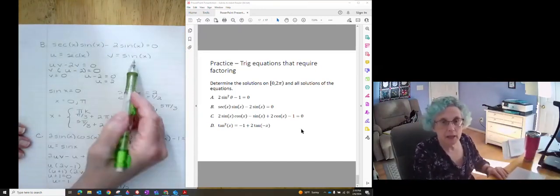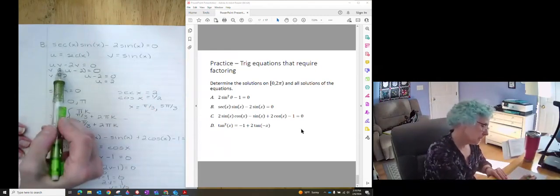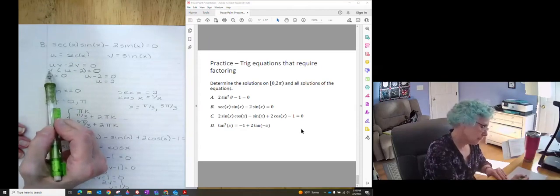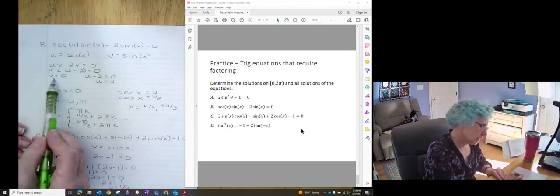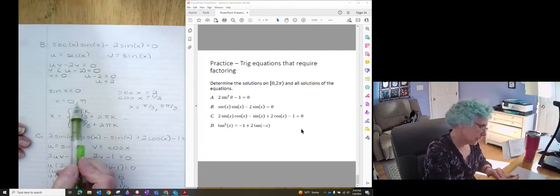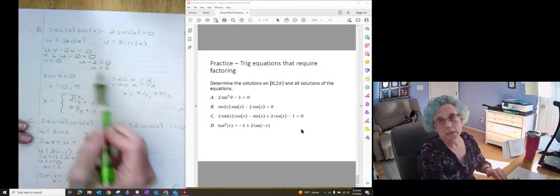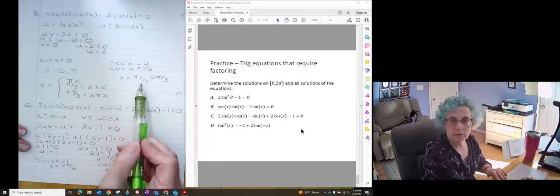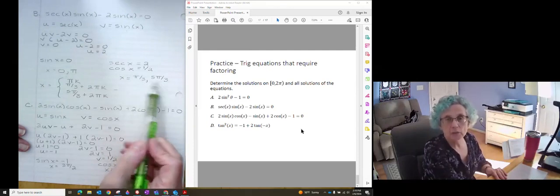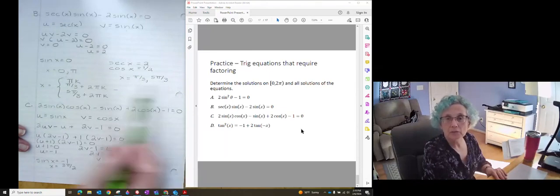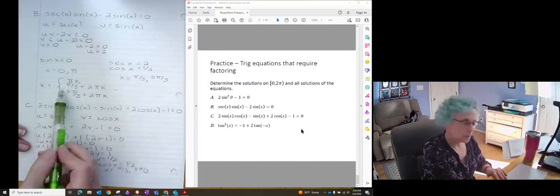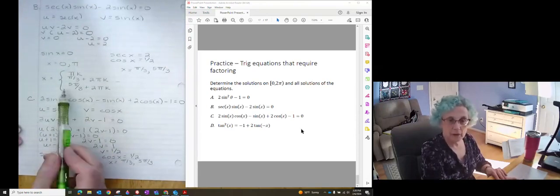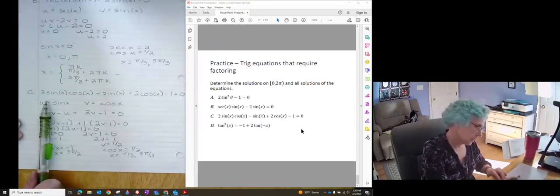Part B, we had secant and sine. So I'll let u be secant and v be sine. So uv minus 2v is 0. I factored out a v. So v is 0, or u minus 2 is 0. If v is equal to 0, sine is 0 at 0 and pi. U minus 2, or u is equal to 2, secant is 2, which means cosine is a half, which means 3 in the denominator, positive cosine in quadrants 1 and 4. And then all the solutions, pi k, pi over 3 plus 2 pi k, 5 pi over 3 plus 2 pi k.